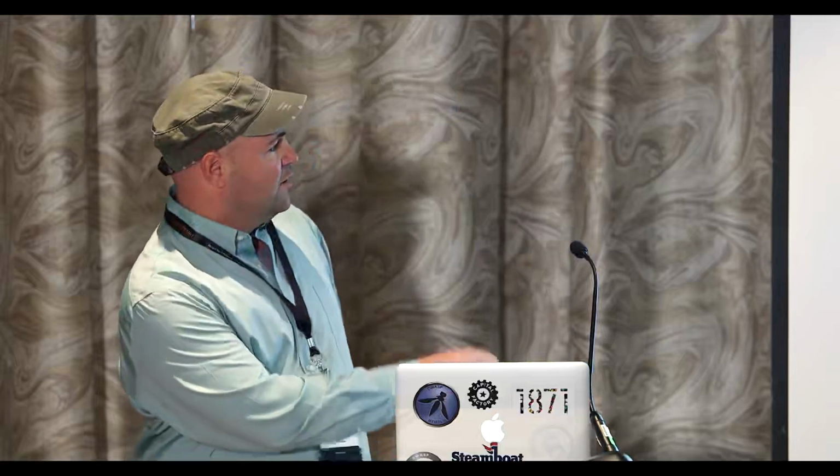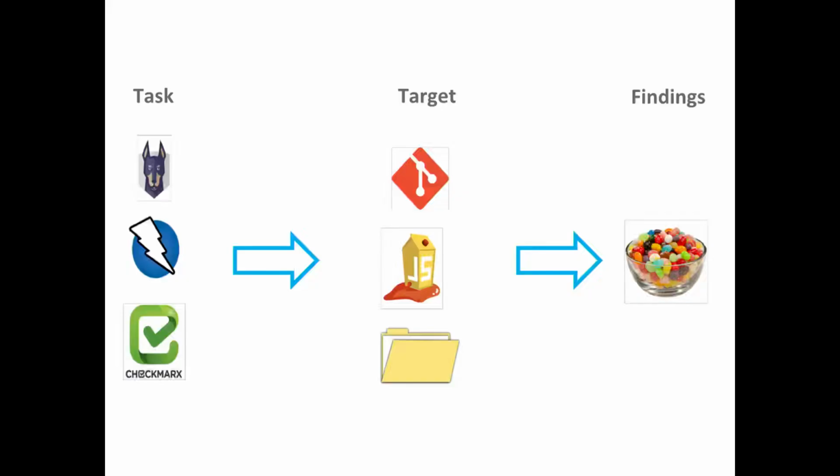Here, let me go back, right? So we're running tools. We want to be able to target, and this is representing source code. This is representing a live running application. This is representing just a file on a file system. And so what we're trying to do is abstract all of these things so that it's easier.